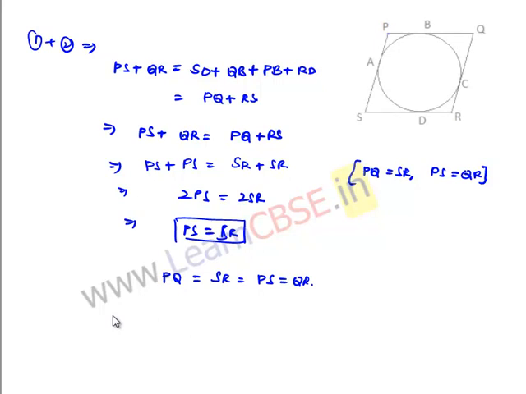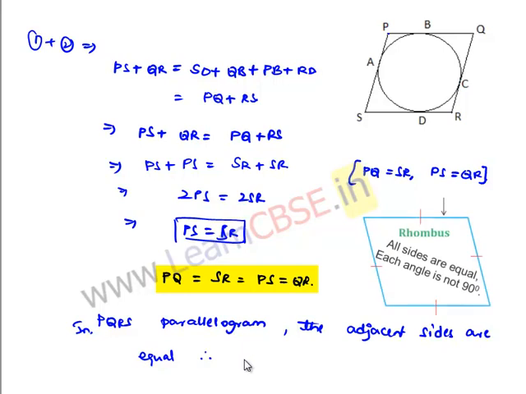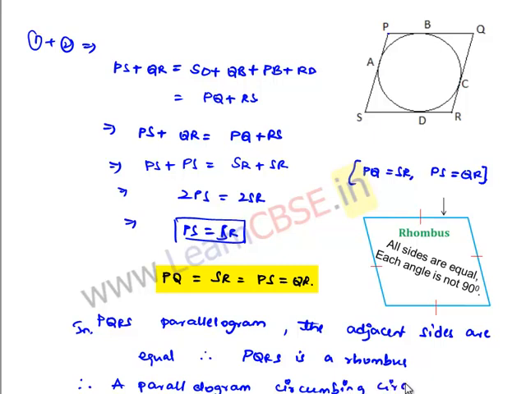Therefore, now in parallelogram PQRS, the adjacent sides are equal. Therefore, PQRS is a rhombus. Finally, we can say that a parallelogram circumscribing a circle is nothing but a rhombus.